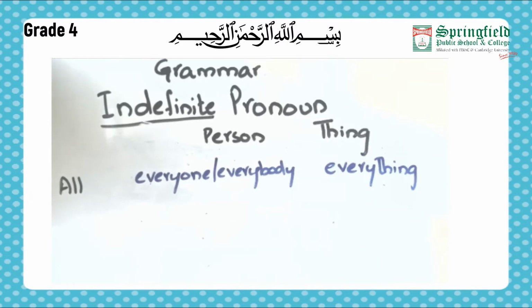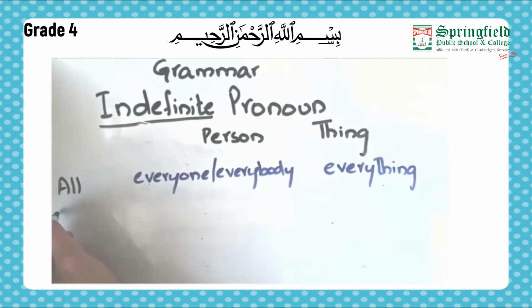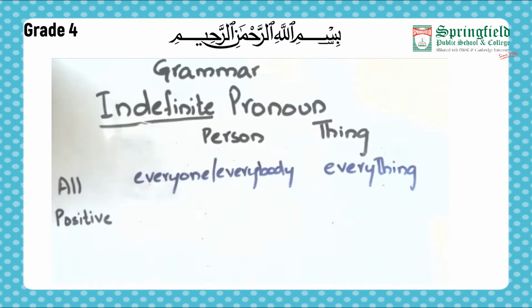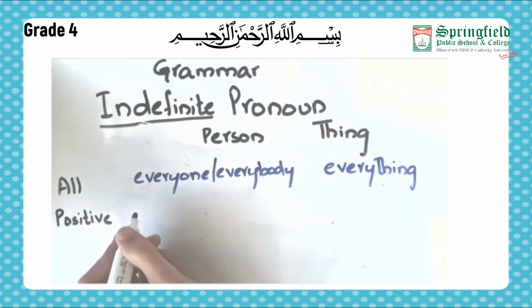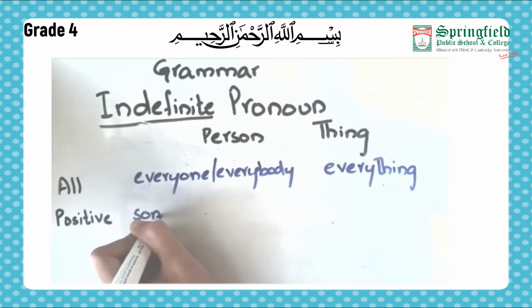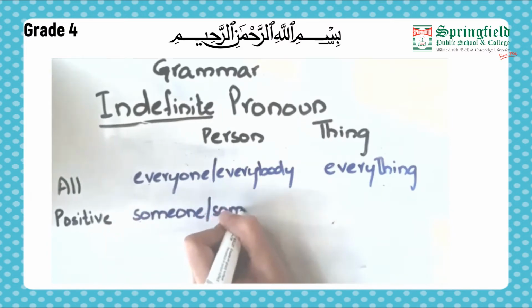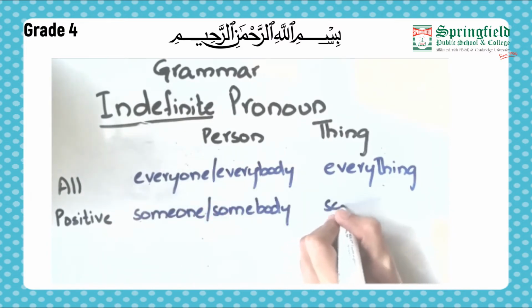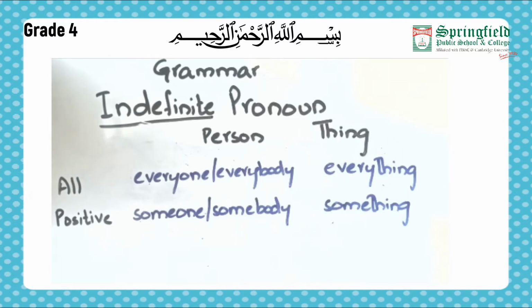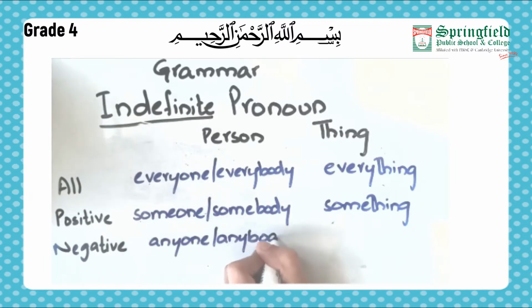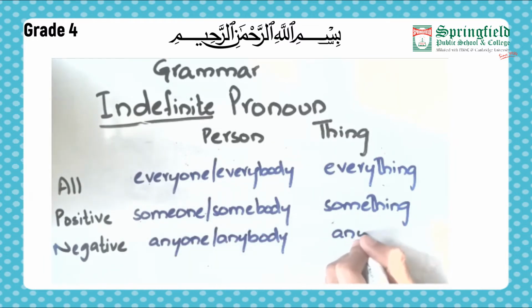Now moving towards positive. That is the next type. Now when we are talking positively about a person, we are going to refer him or her by someone or somebody. And for thing, it will be something. Next, when talking about negative. When talking about person, we are going to use anyone or anybody. And for thing, anything.